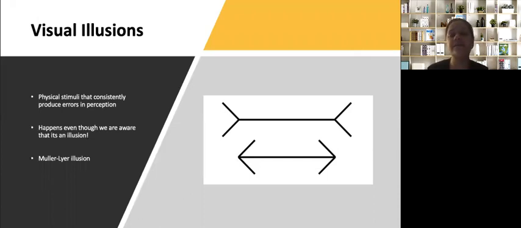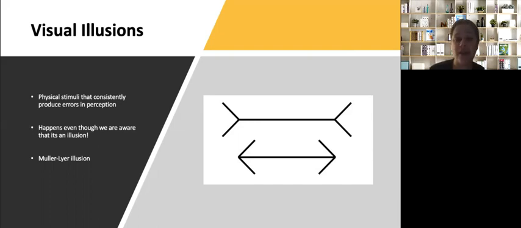This consists of two stylized lines, which, because of the way the ends are facing, you see that on the top, the arrows are facing in, and on the bottom line, the arrows are facing out, right? It makes the center line appear to be different lengths, right? Even though in actuality, that center line is the exact same length.